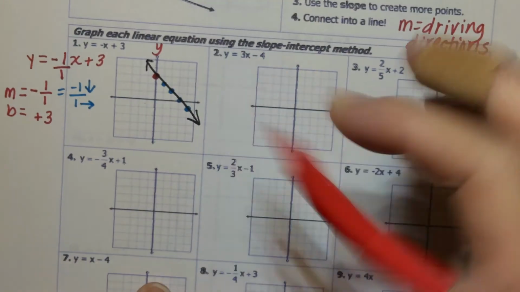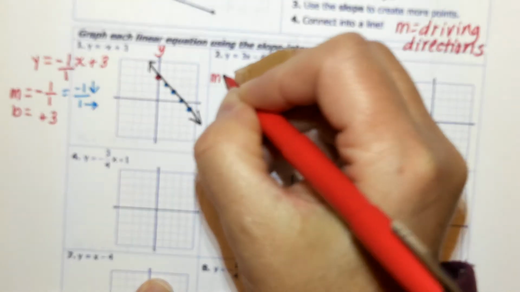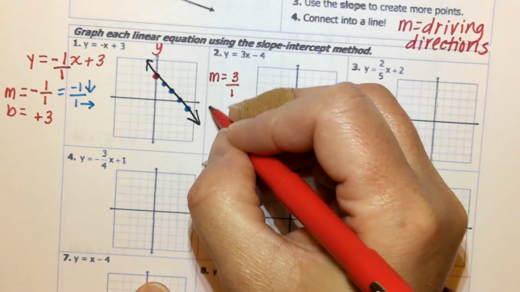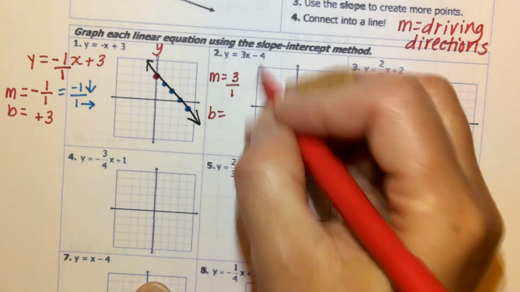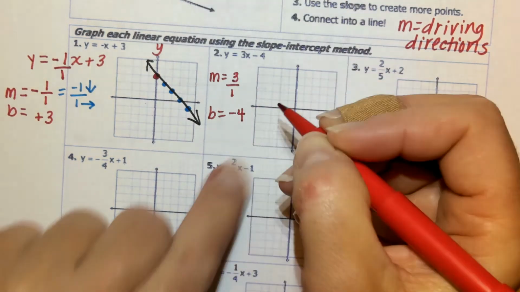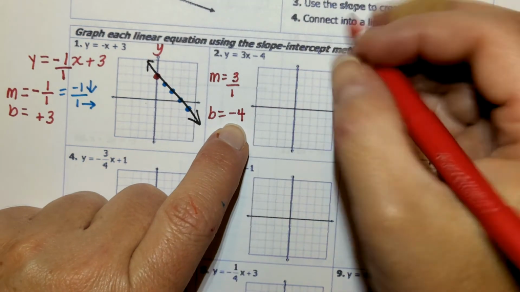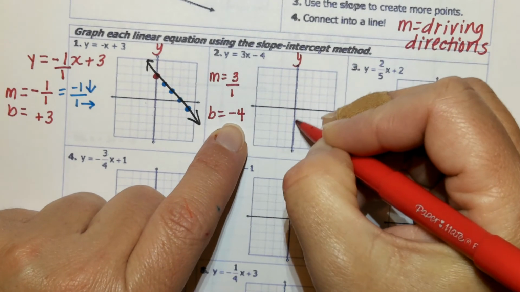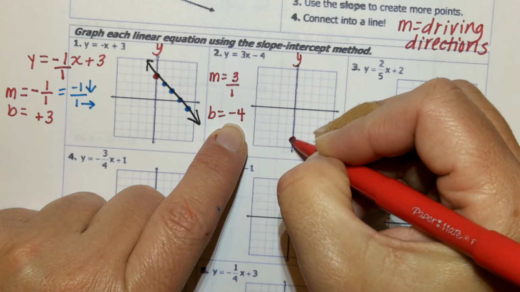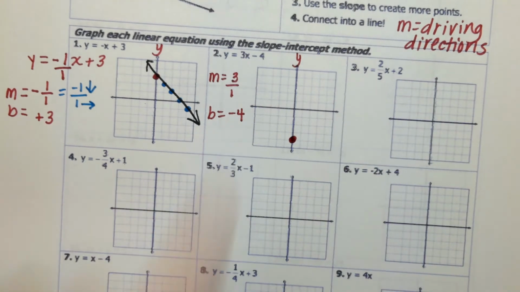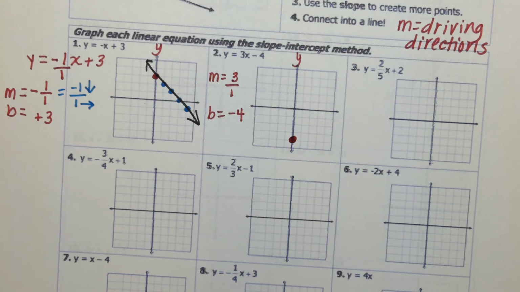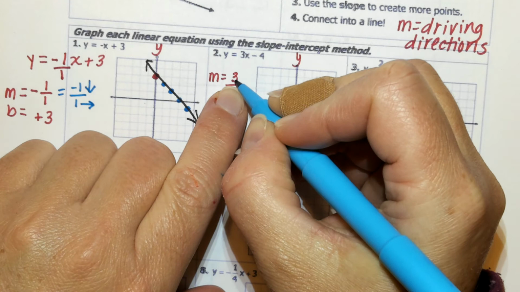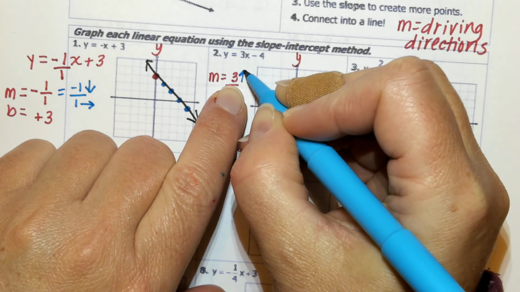Okay, let's do the next one. Y equals 3x minus 4. So our slope is 3, which is 3 over 1. Our b, which is our y-intercept, is a -4. This is your starting point. Plot the -4 on the y-axis. So from the origin, 1, 2, you go down 4 and you put a dot. That's your starting point. Now let's talk about driving our slope.